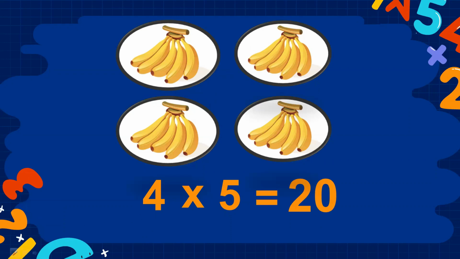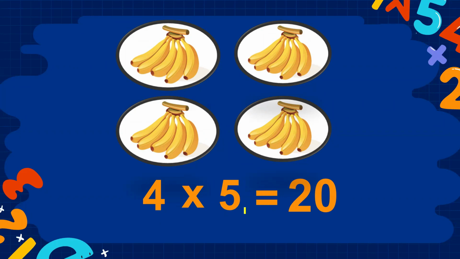Okay, so let us check if it's correct. Now let us count individually. 1, 2, 3, 4, 5, 6, 7, 8, 9, 10, 11, 12, 13, 14, 15, 16, 17, 18, 19, 20. So 4 times 5 equals 20.